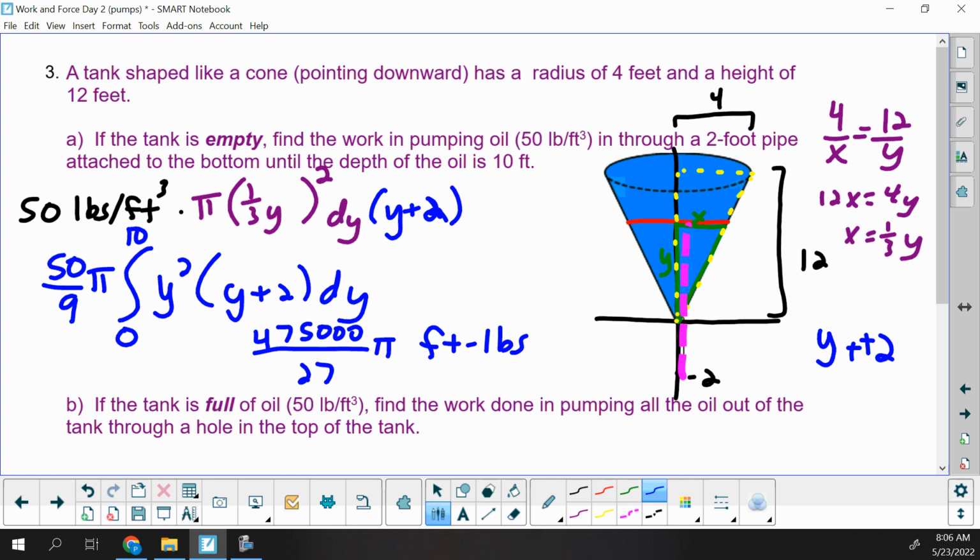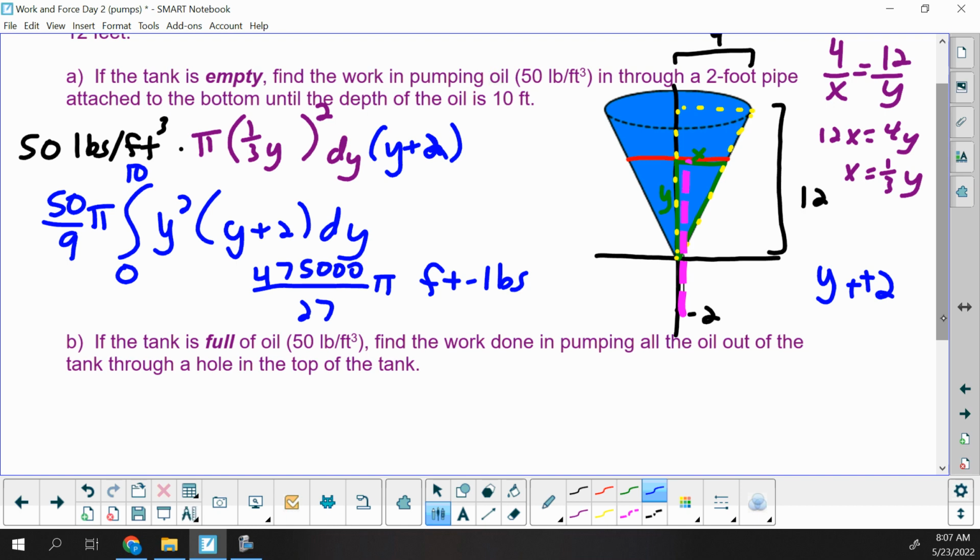So in part B, the tank is full now. So one thing that'll change is our bounds and our integral, because the tank really had a full depth of 12 feet. So that's going to be 0 to 12 now. And we want to find the work pumping the oil out the top of the tank through a hole in the top of the tank. So the other thing that's going to change is our distance. So slices didn't change at all, but we've got to change from the first part those bounds and we got to change this distance.